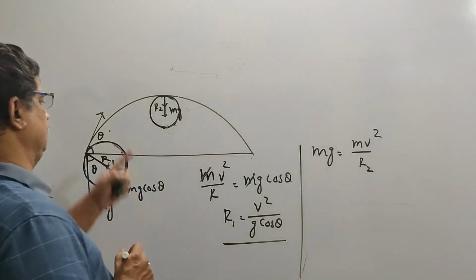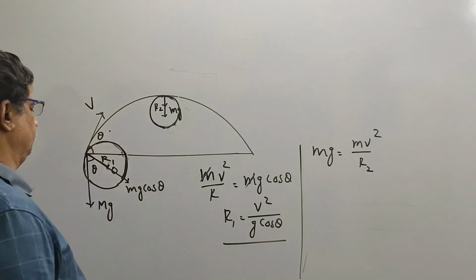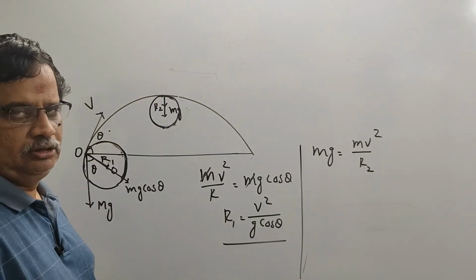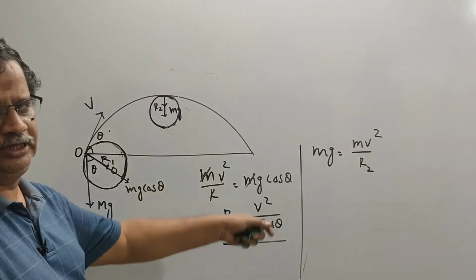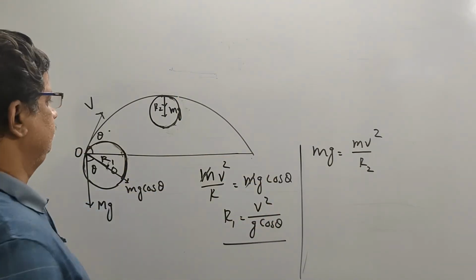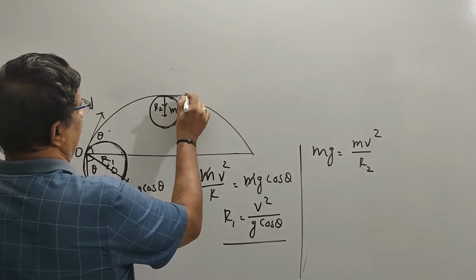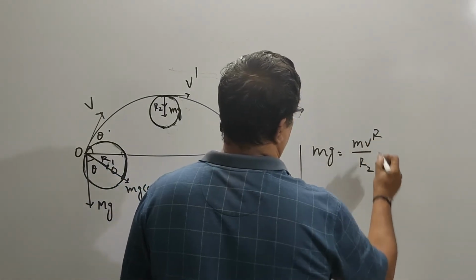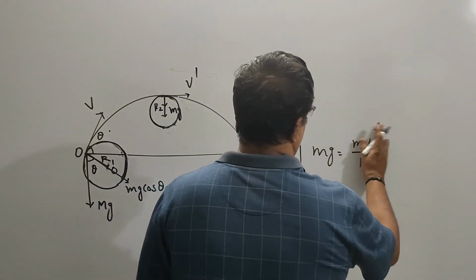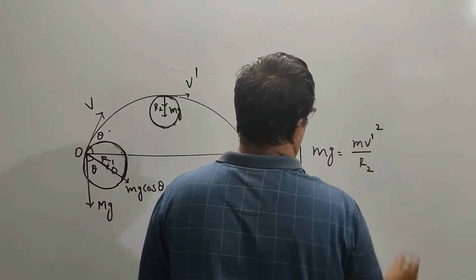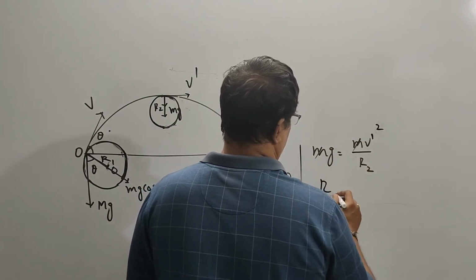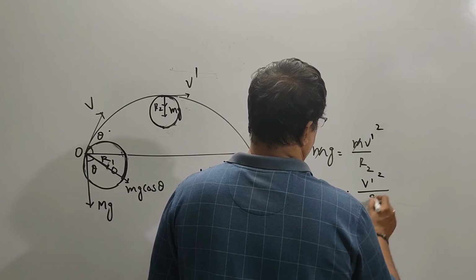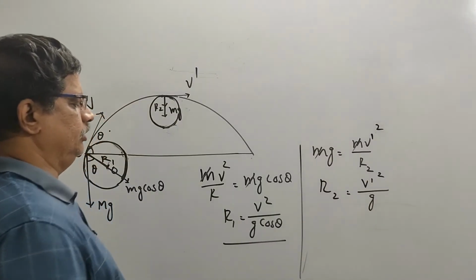Now remember, even though the projectile was projected with a velocity from this point of projection, call it O, by the time it reaches here, the velocity has changed. The velocity of the projectile changes as it moves along the parabolic path. So here we assume that the velocity is exactly horizontal, and we will consider it as v dash. So it is actually mv dash square divided by r2. So m and m get cancelled, and r2 will be v dash square divided by g.